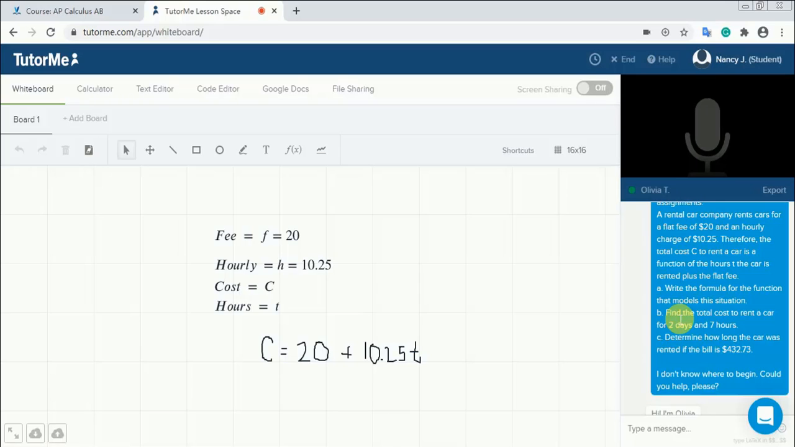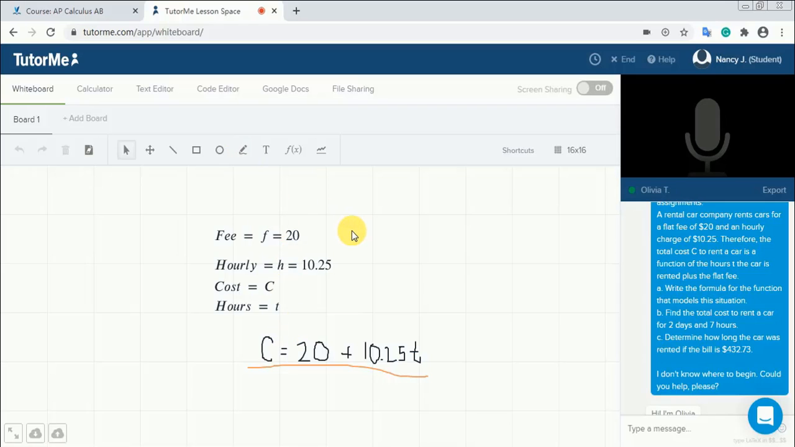So they're telling us that our time here is 2 days and 7 hours. But at the time that they gave us 2 different ones, right? They gave us a day and they gave us hours. But what is our T here? What unit? Is it days, hours, minutes, seconds? Hours.